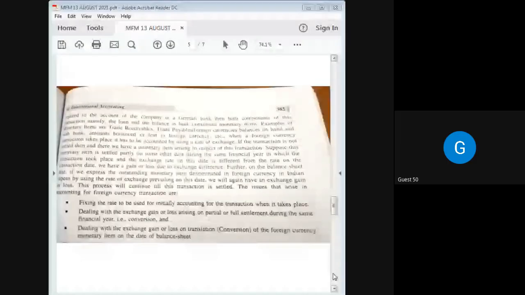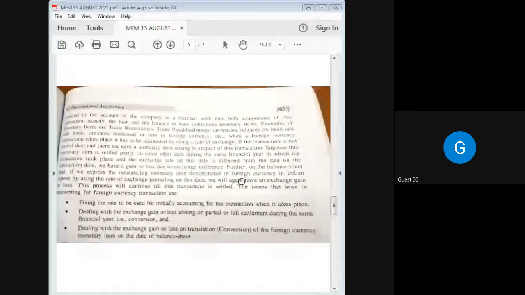The issues that arise in the accounting for foreign currency transactions are: fixing the rate to be used for initial recognition of the transaction when it takes place; dealing with the exchange gain or loss arising on partial or full settlement during the same financial year or conversion; and dealing with the exchange gain or loss on foreign currency monetary items outstanding on the date of the balance sheet. So these are some of the issues that arise in accounting for foreign currency transactions, right?